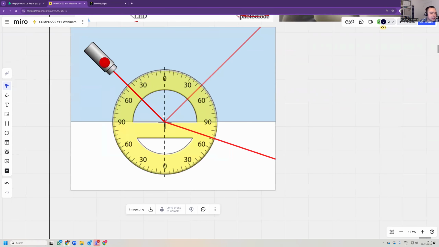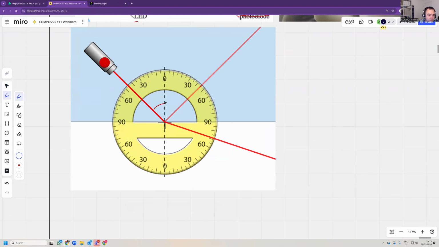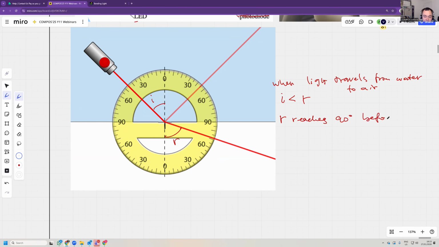This is the angle of incidence, and this is the angle of refraction. Since the angle of incidence is less than the angle of refraction when light travels from water to air, therefore R reaches 90 degrees before I reaches 90 degrees. Let's see what happens then.